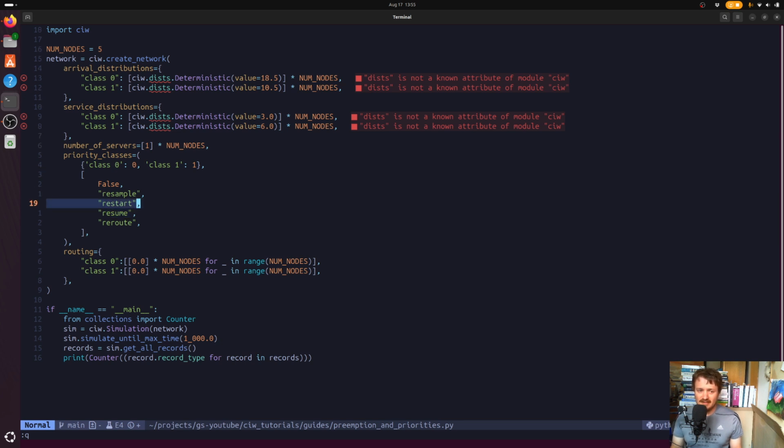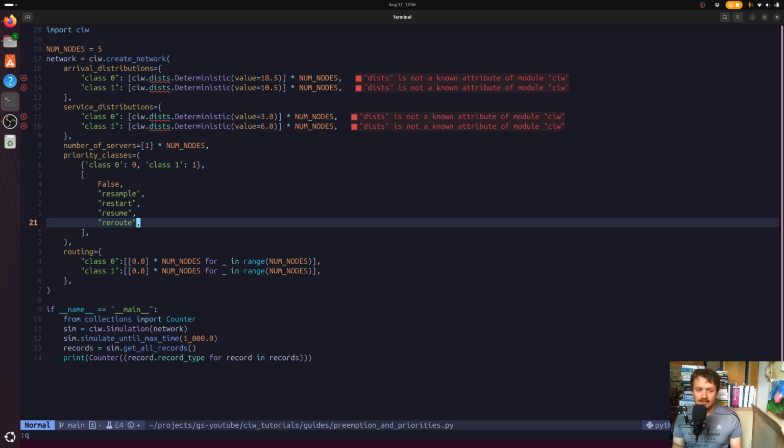So restart is to basically start again from the beginning, but with the same amount of time as was previously sampled. Whereas resample is starting again from the beginning, but with a new random sample for the amount of time. But resume is where you can actually pick up where you left off. So if you were almost done when your service was interrupted, then you're almost done when you resume. Then rerouting is to basically say, when your service is interrupted, you will go to a different node.